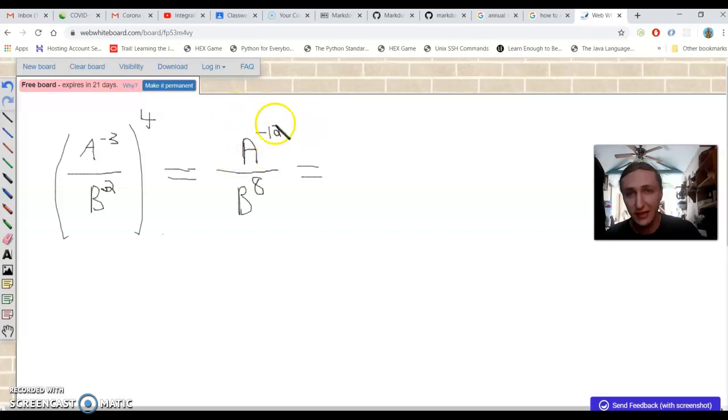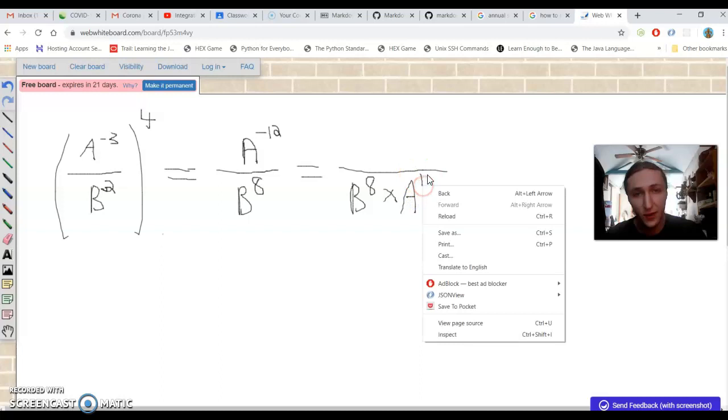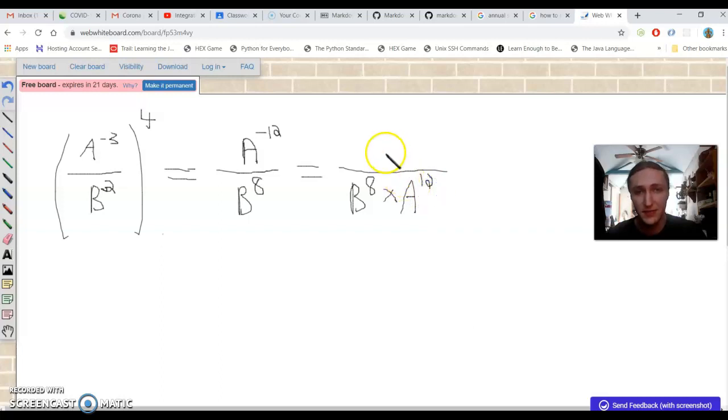But first, this negative exponent, that's something that we would like to get rid of if we could, and it's really easy to get rid of actually. So I'm going to go ahead and write down what this is. This is the same thing as b to the 8, and then times, instead of a to the negative 12 on top, I have a to the positive 12 on the bottom, just like that.